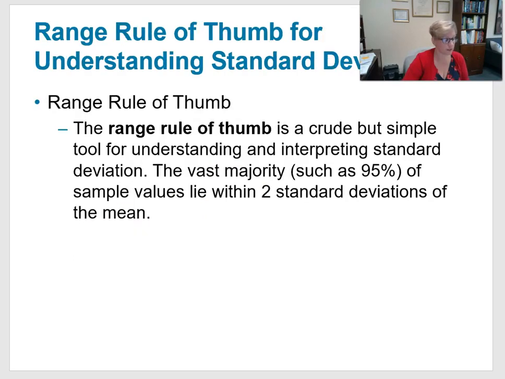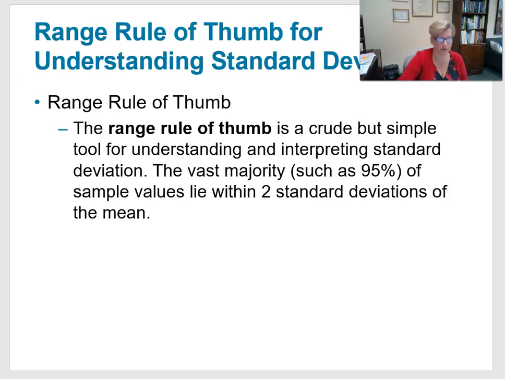Rule of thumb for when you're working with standard deviation. It's kind of a crude rule, but it works. The vast majority of your data should be, and we're talking like 95%, so pretty much all of the data should be within 2 standard deviations of your mean. If it's not, you're kind of in trouble. So you want to have that rule of thumb there.